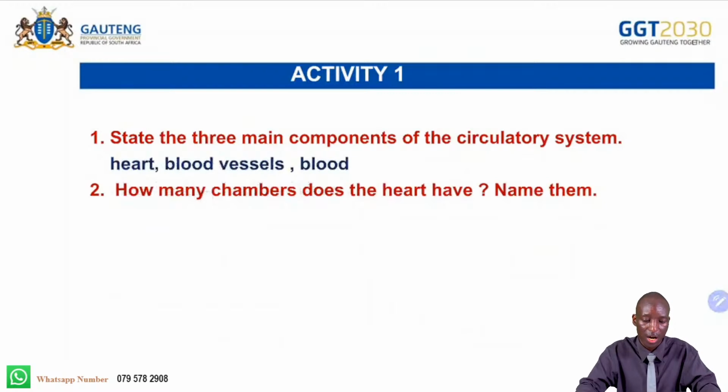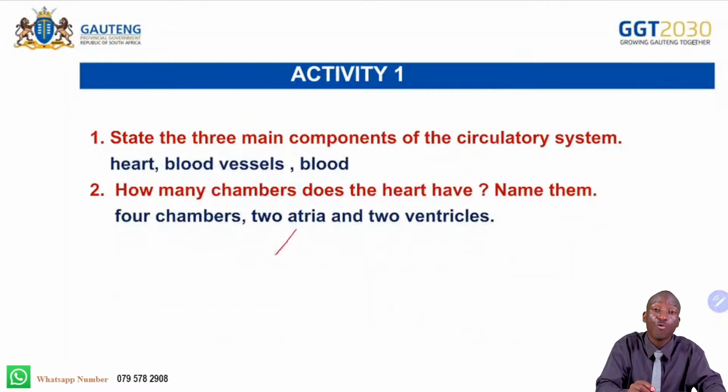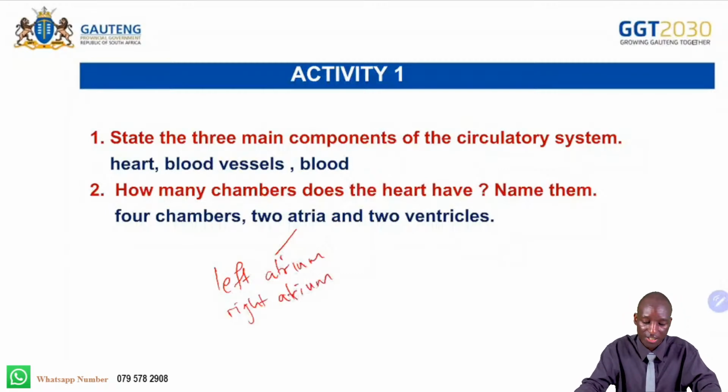I'm sure you're able to come up with the correct answer for this question. Let's go to number two. How many chambers does the heart have? The heart has 4 chambers, and these are the 2 atria and the 2 ventricles. From the atria, we've got the left atrium and the right atrium. Those are the 2 atria that we have.